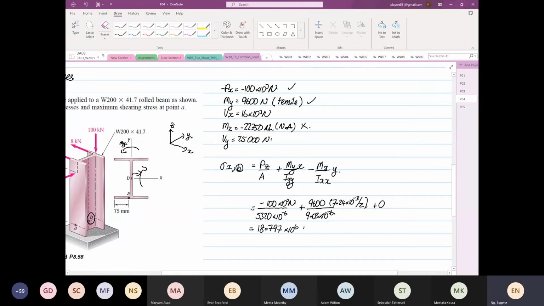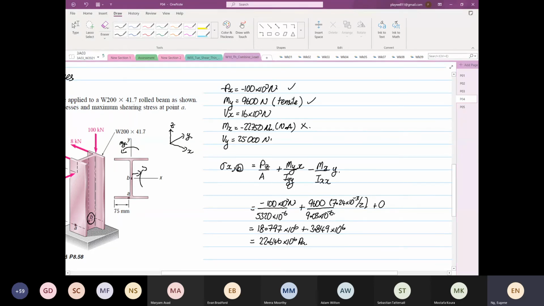Plus 9600 times 7.24 times 10 to the power minus 3 divided by 2, divided by 9.03 times 10 to the power minus 6, which is 3.849 times 10 to the power 6. Let me do it again. So this will be equal to 18.796 times 10 to the power 6 plus 3.849 times 10 to the power 6. So this will be equal to 22.646 times 10 to the power 6 Pascal.